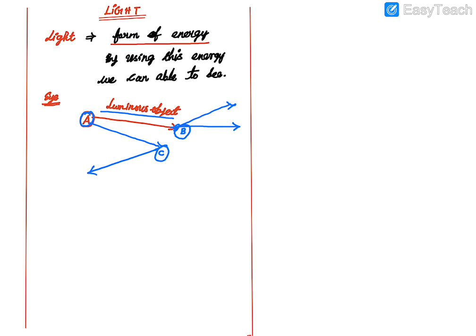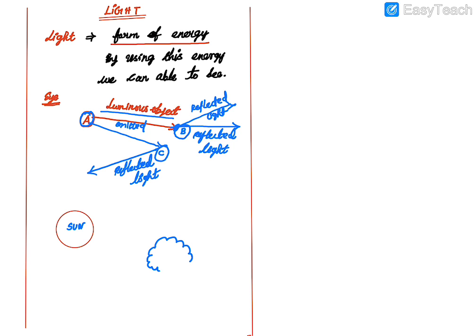The light goes and hits at one point and is then reflected. So by using either emitted light or reflected light we can see things. In detail, just think, this is the sun, and here there is one object, maybe a rock. From the sun the rays will come.